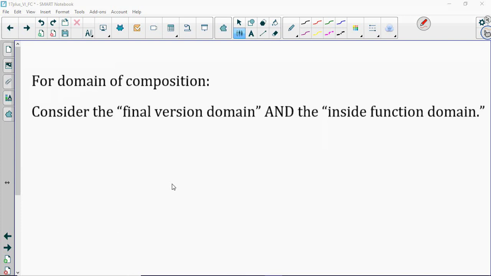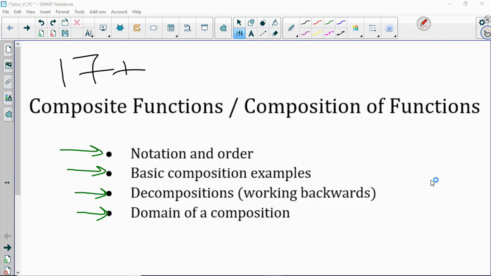Okay, so we're considering two things for the domain. It's the domain that we get at the very, very end, but also the domain of the inside function. Okay, that's it for compositions of functions for right now. We're going to see that this is an idea that we can work in with all the other stuff we've been dealing with so far. By itself, I don't think it's that tough. It's just a little new notation, another new idea, and it just builds on everything else that we've been learning.